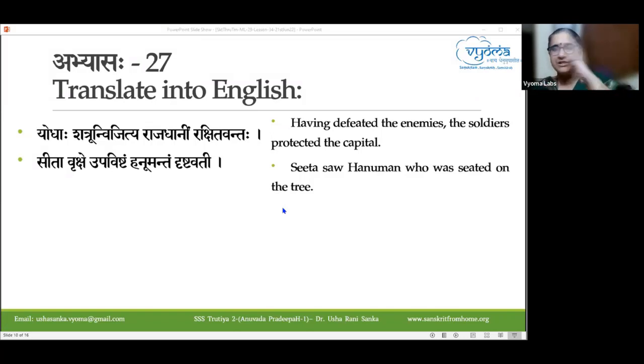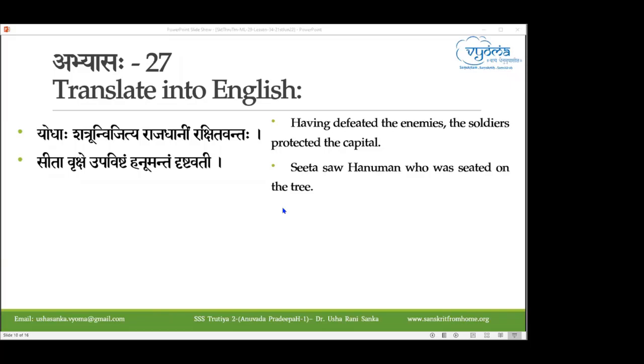Having completed one action, they did the second action. The lyap and kta always mean the same. They mean that one action is completed, the next is about to be done, or the next comes later. Like here, in this case, both are past. Like Vijitya, Rakshitavantaha, both are past. So one action happens first, the next action happens second. Okay.